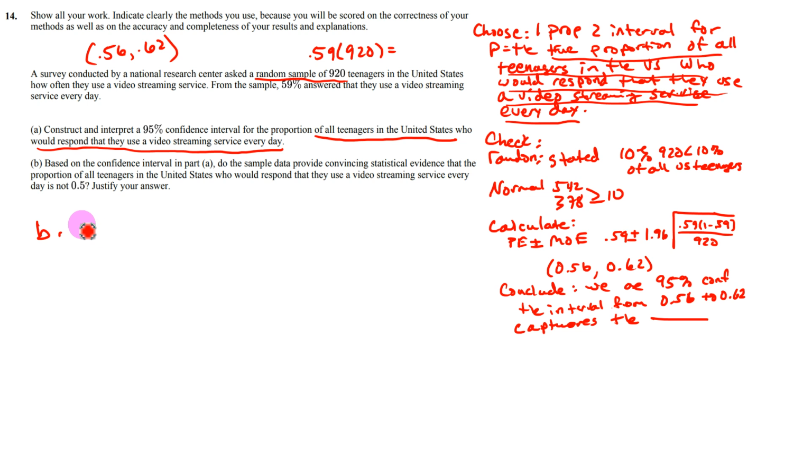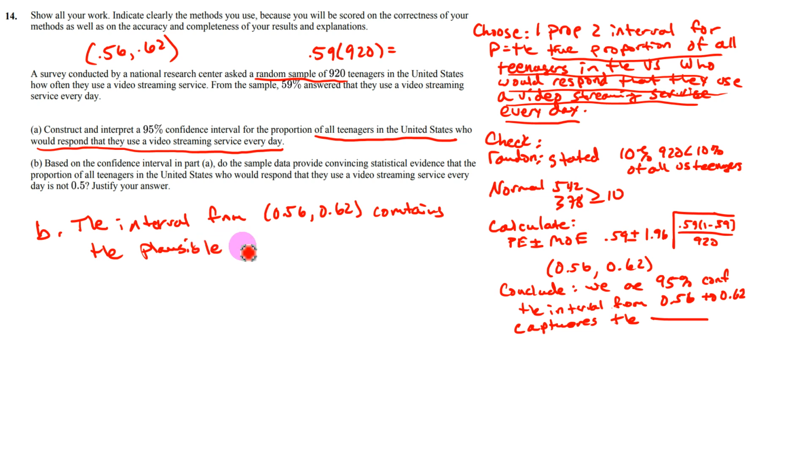So our entire interval, the interval from 0.56 to 0.62 contains the plausible proportions. 0.50 is outside of the interval, therefore it is not plausible.